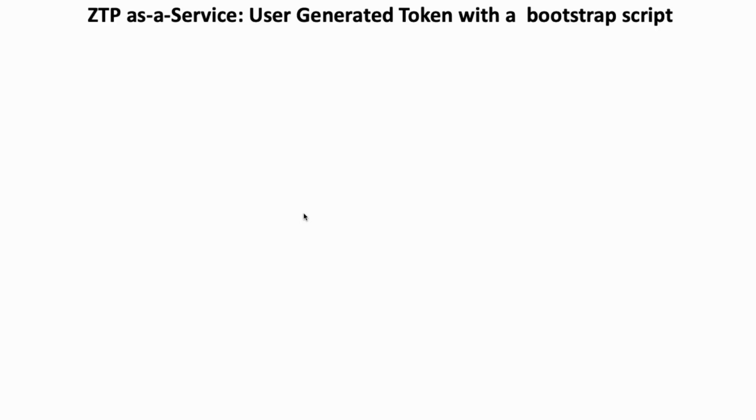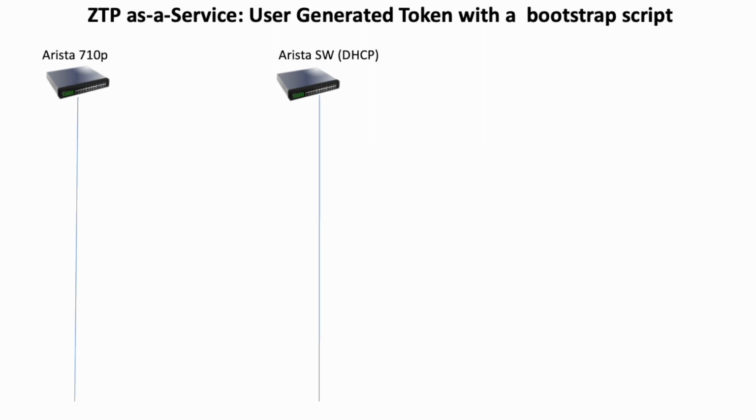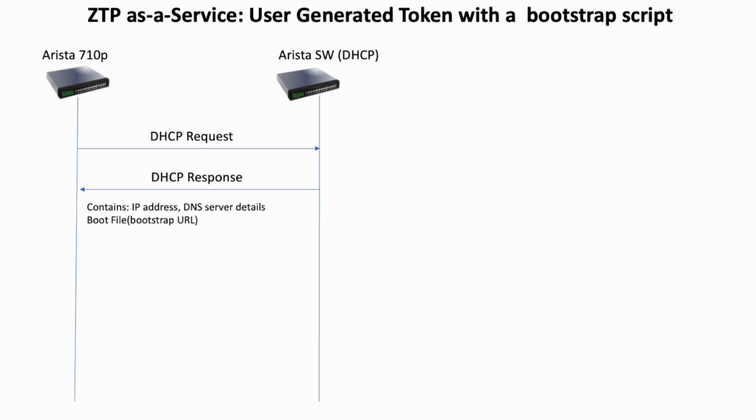At high level, the Arista switch undergoes a boot process where it initiates a request for an IP address from DHCP server. The DHCP server responds by providing not only the IP address, but also essential details such as DNS server and NTP server information. Additionally, it points the switch to a bootstrap script using the option 67 field.